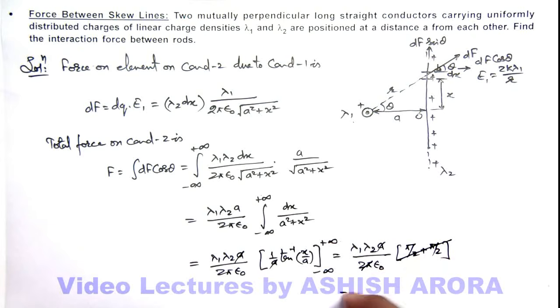So the final result we are getting is lambda1 lambda2 by 2 epsilon naught. This is the result we are finally getting, and that will be the answer to this problem.